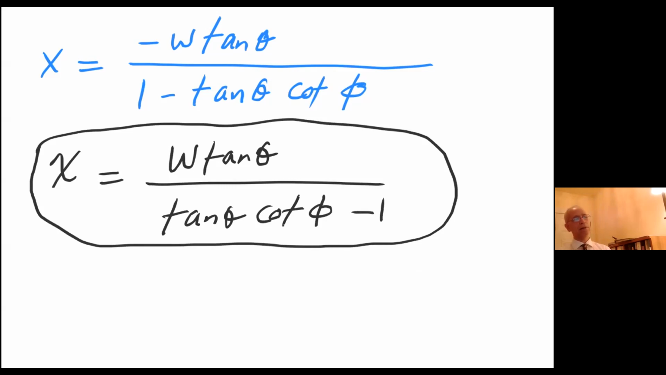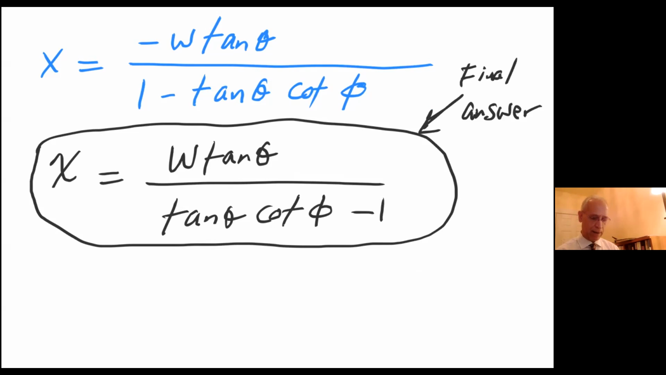Now, since we can exchange the tangent with 1 over cotangent, and exchange the cotangent with 1 over tangent, it is really possible for us to get a variety of different answers. So let's try one of them. By the way, this is the final answer, but let's just get a different version of it. How about if we rewrite this?